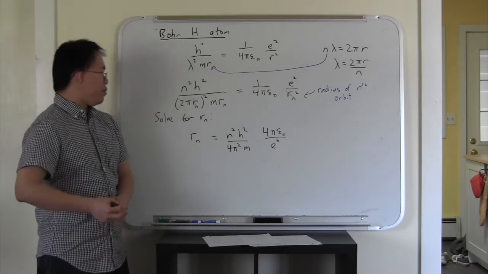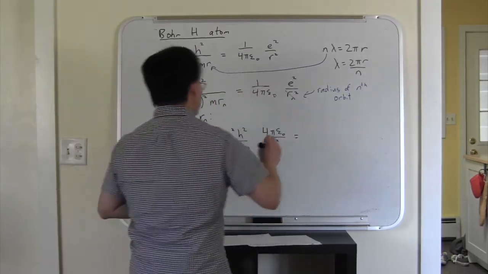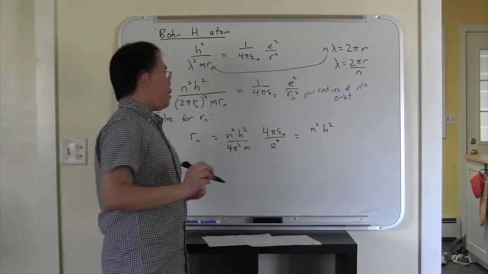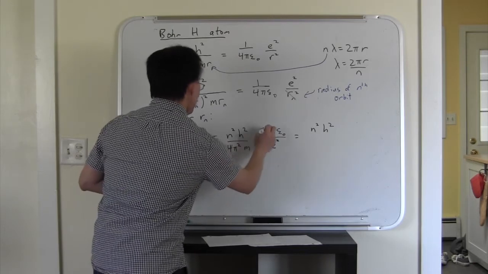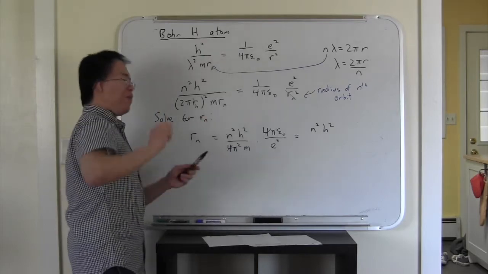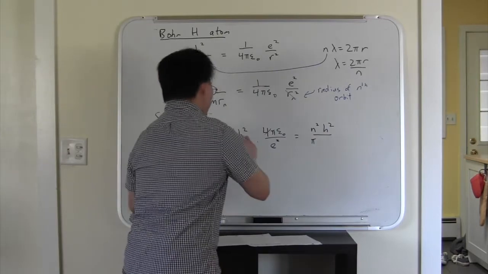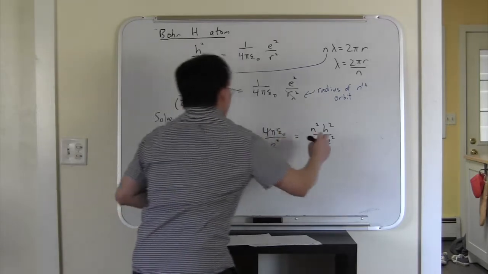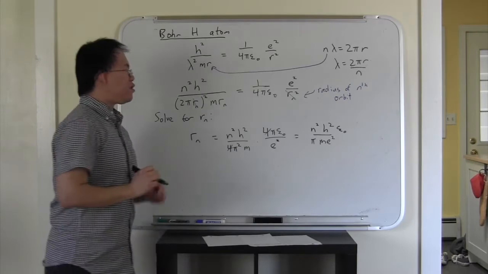And then, if I simplify this, we get an n squared and an h squared. So the 4's cancel here. By pi, I'll get a 1 power of pi downstairs. So I have a pi, so I have an m e squared, but let's not forget our epsilon naught. So that's r sub n.